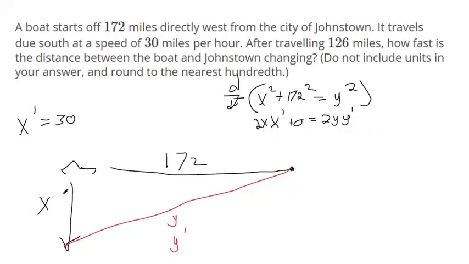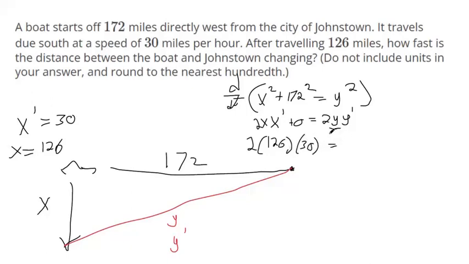So we want to know what x is. How far has this gone? It says it's traveled 126. Oh, there it is, right there. It says at this instant it's traveled 126 miles. This boat traveled 126 miles south. So we've got that: 126 for x, and 30 for x prime.